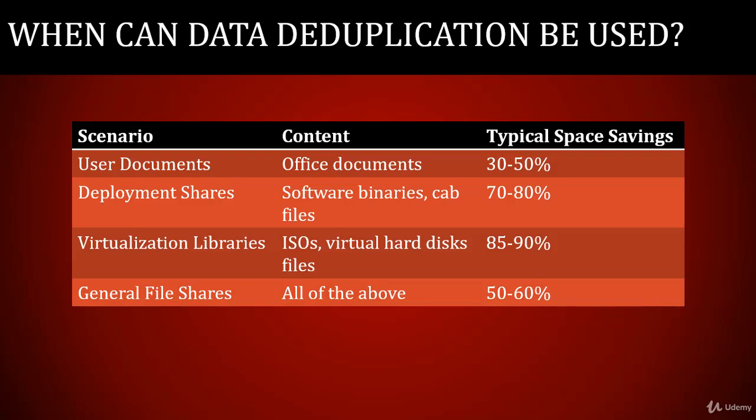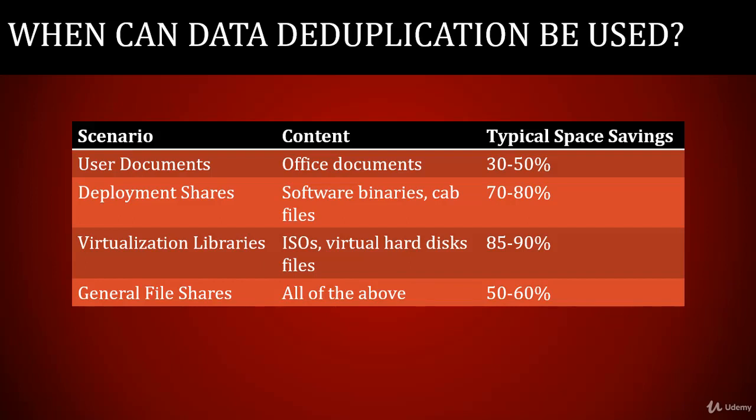Typical space savings for user documents, Microsoft says, ranges between 30 and 50%. Now, some of these ranges have quite a variance because this is really going to be different server by server. It actually depends on how much duplicate data is actually existing on those machines.